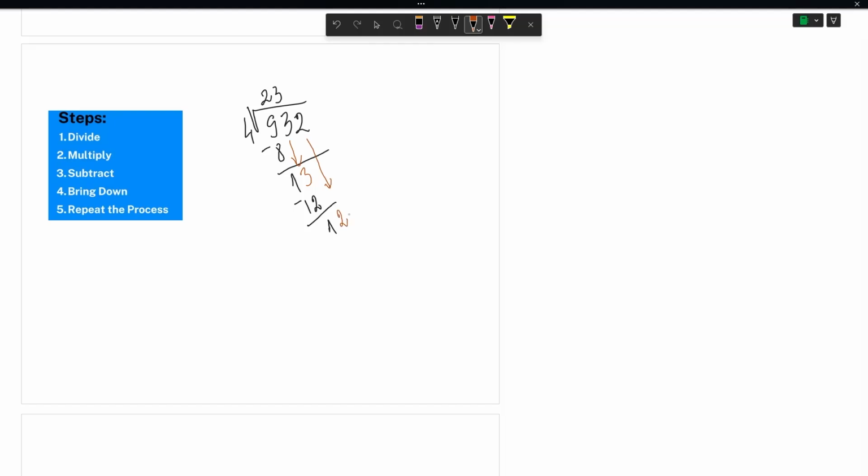And repeat the process. So how many times can 4 go in 12? It's 3 times. So 3 times 4 is 12. And we have 0, which means we can't divide anymore. So 932 divided by 4 is 233.